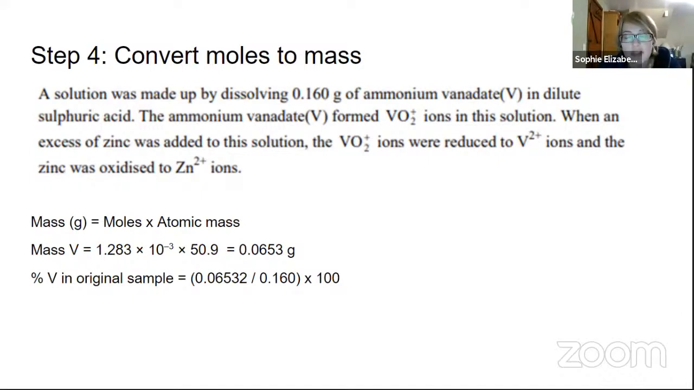Really important, double check what the question is asking you to give your answer as. In this case, it wants it as a percentage by mass. So to find the percentage of vanadium in the original sample, it's told me that I started with 0.16. So I basically divide my answer by 0.16, times it by 100, and you get 40.8%.